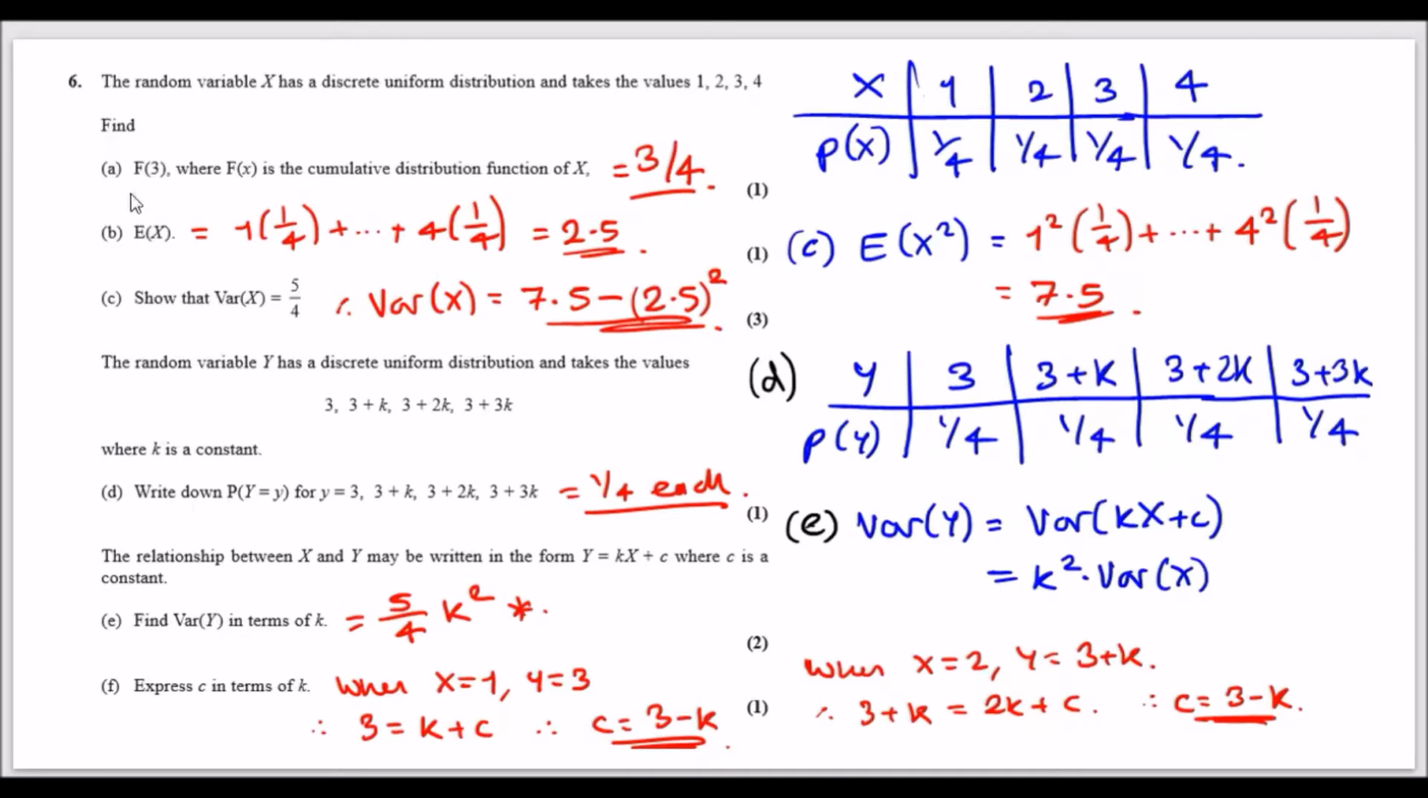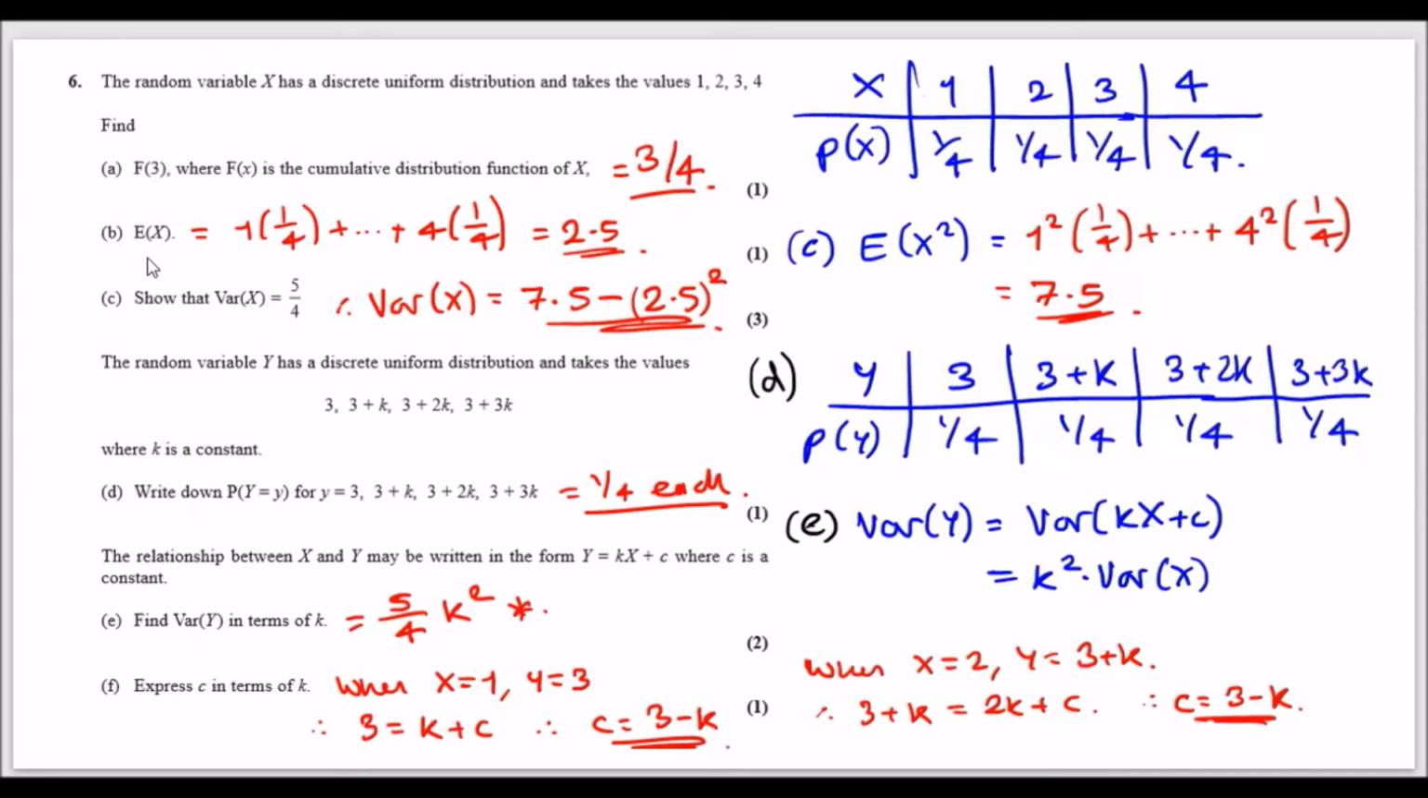Find firstly part A, the cumulative value at point 3, F(3), where F(x) is the cumulative distribution function of x. So for F(3), you're going to accumulate all the probabilities up until point 3. So quarter plus quarter plus quarter, meaning it's going to be 3/4.